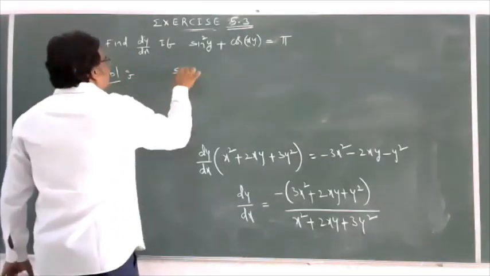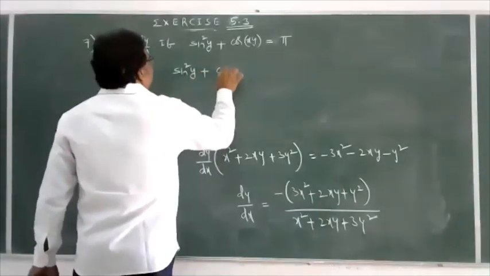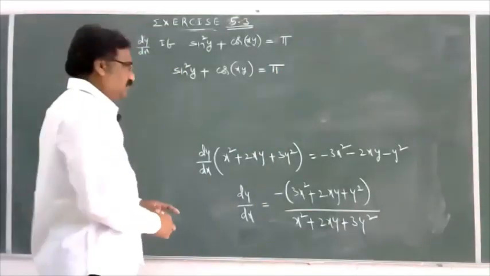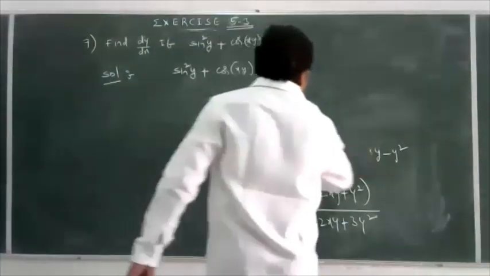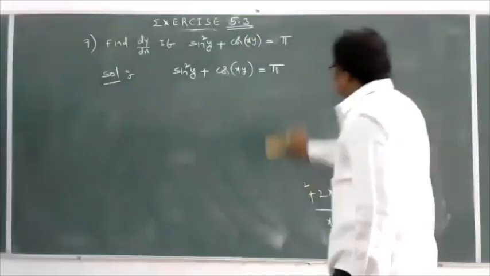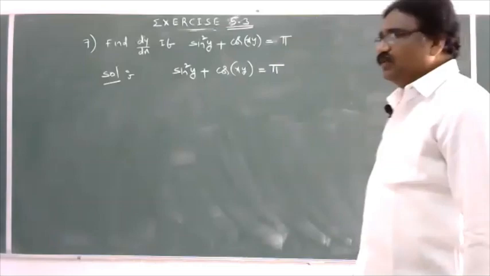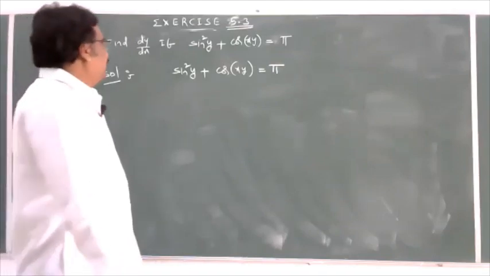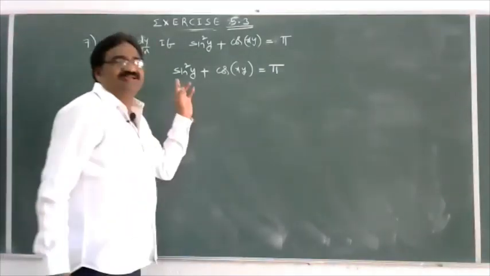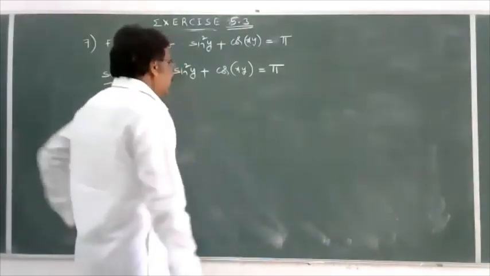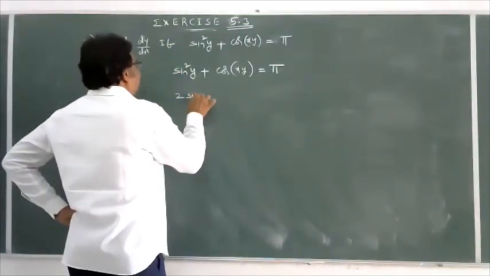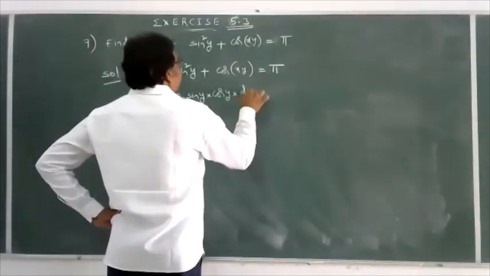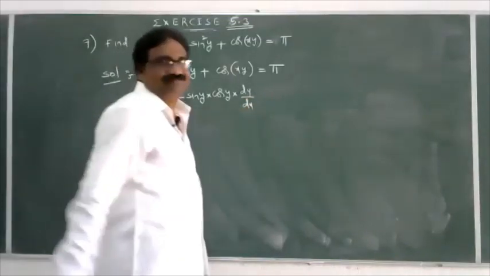Given sin square y plus cos of xy is equal to pi. So differentiating both sides with respect to x. Here observe, sin square y derivative is 2 sin y into sin y derivative, which is cos y, into y derivative, dy by dx. This is the chain rule here.